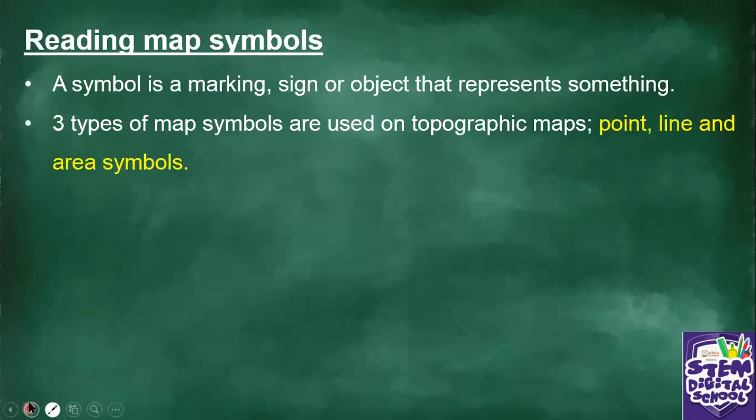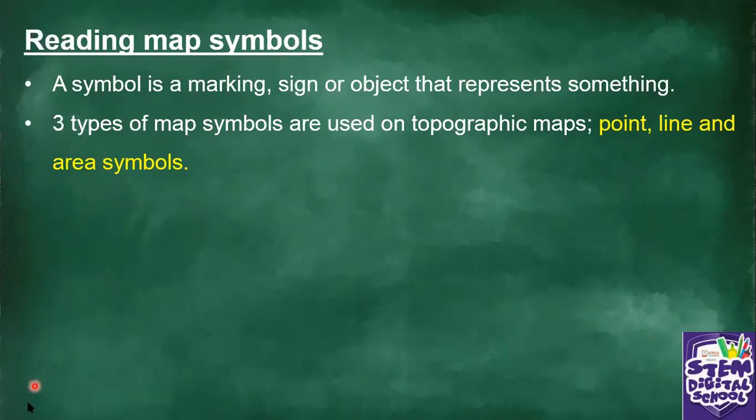Okay? Now, how do we read map symbols on a map? This, you also did it in grade 7 for geography. How do you read map symbols? So what is a symbol? A symbol is a marking, sign, or object that represents something. So these symbols are used on maps, okay? So they are different. So there are 3 types of map symbols that are used on topographic maps. We've got the point, line, and area symbols. So there are 3: point, line, and area symbols.